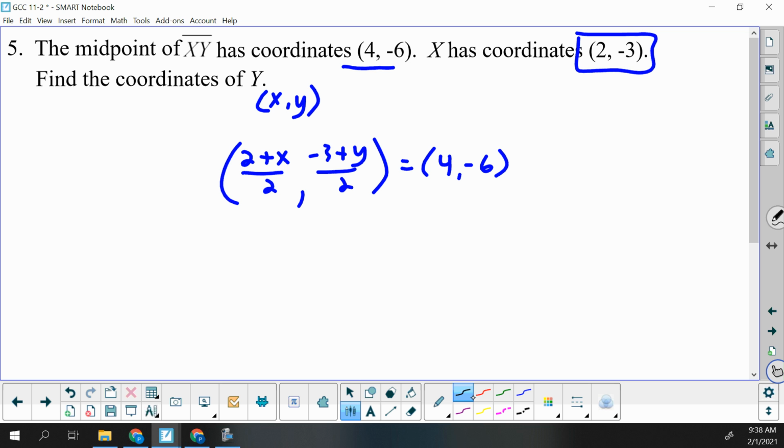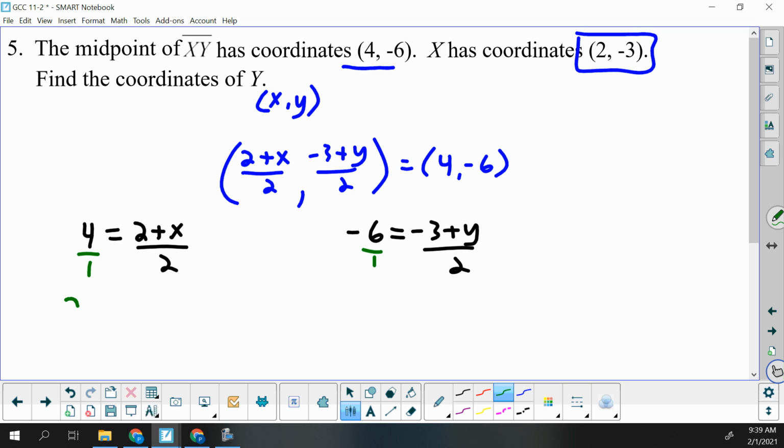So let's take the x part of our midpoint and set it equal to the x part in the left side, so 2 plus x over 2. Take the y part of our midpoint and set it equal to the y part in the other one, negative 3 plus y over 2. We'll put them each over 1 and we'll cross multiply. 1 times 2 plus x is 2 plus x, and that's equal to 8. We'll subtract the 2 on both sides. That'll give us x equals 6.